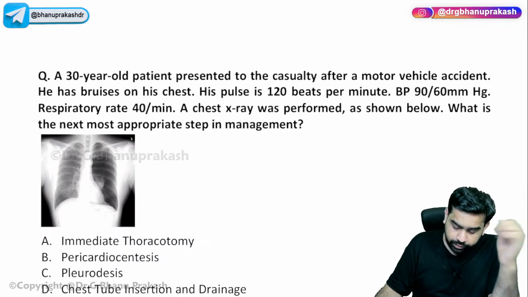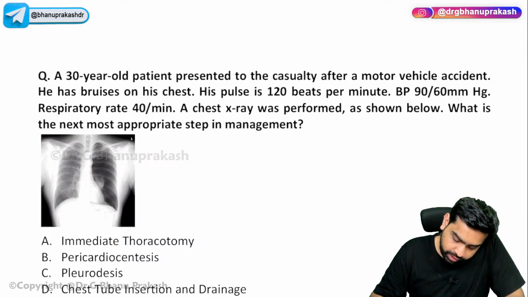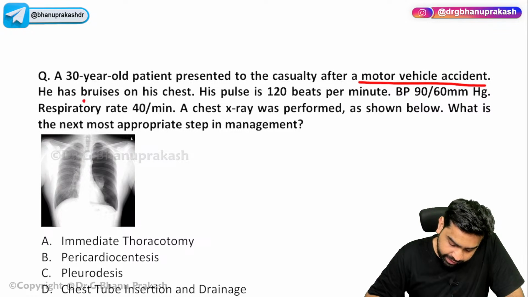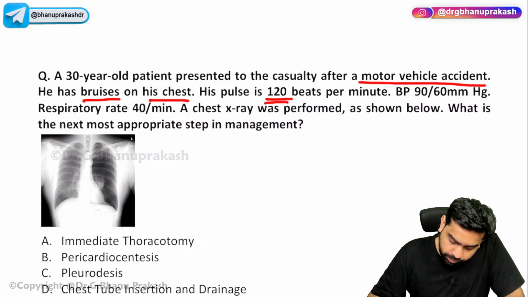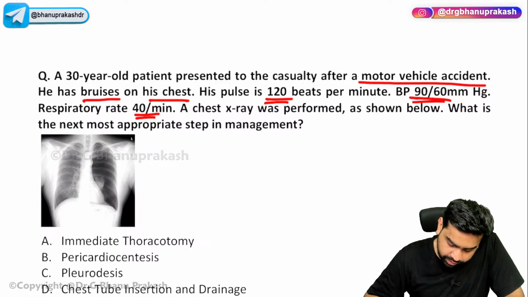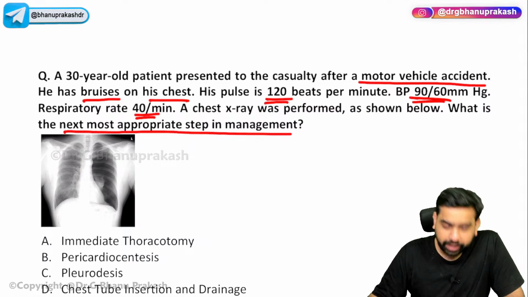Now, there is a 30-year-old male patient presenting to the casualty after a motor vehicle accident. He has a bruise on his chest. His pulse rate is 120 beats per minute. The BP is 90/60. Respiratory rate is 40 per minute. The chest X-ray has been performed. What is the next appropriate step in the management of this particular patient?